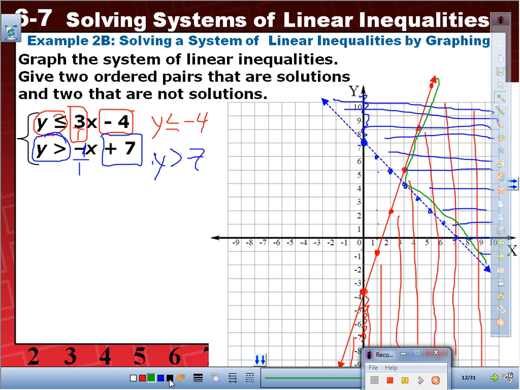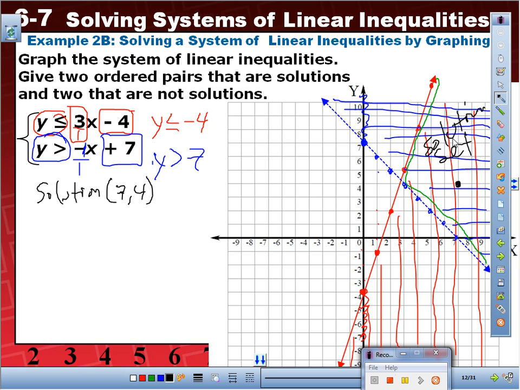I want you to choose a point anywhere on the solution set. Right in there, solution set. Pick any point in there. I'm going to pick this one right here. That is 7, 4. So one of the solutions would be 7, 4. You choose your own. I want you to choose your own so that you understand that it doesn't matter which point you pick within there. Any point in that solution set is a solution to the system. Everybody got it? It's pretty simple.